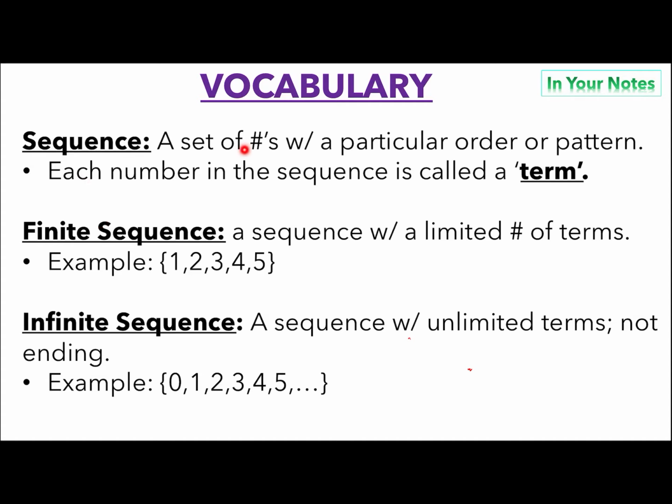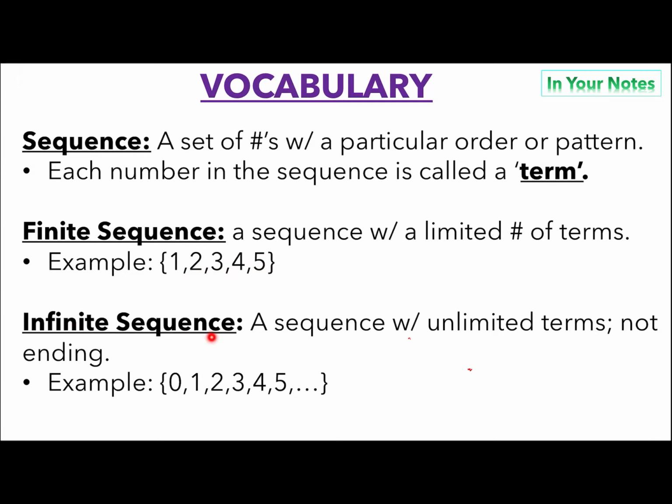So we're going to be looking at patterns. Each number in the sequence is called a term. This is from Algebra 1. This should not sound new. A finite sequence is a sequence with a limited number of terms. So for example, a sequence that starts at 1 and then it goes up by 1: 1, 2, 3, 4, 5. So the pattern would be going up by 1 each time, but it stops at 5.